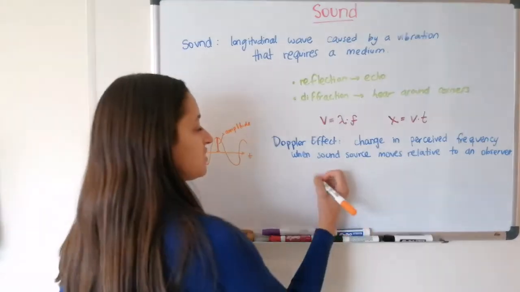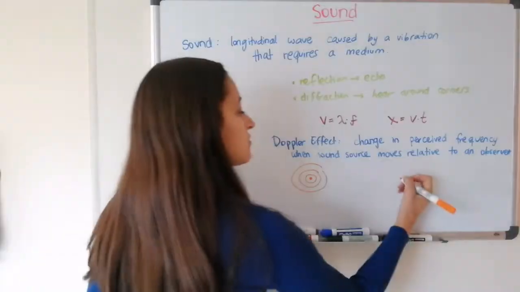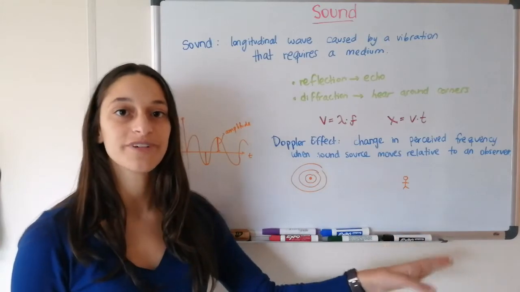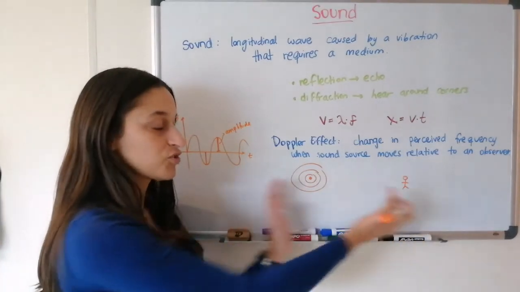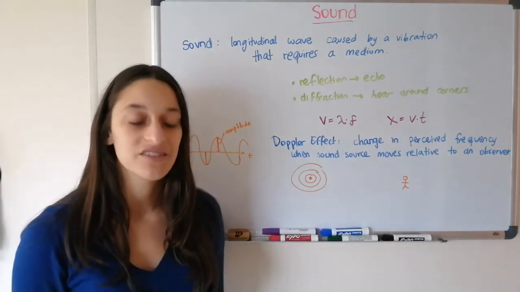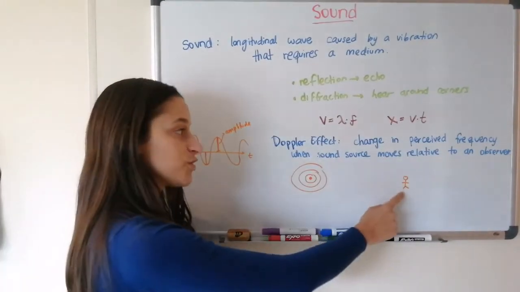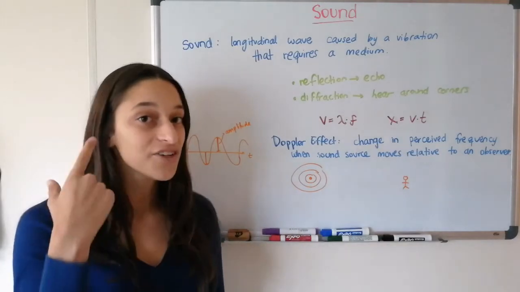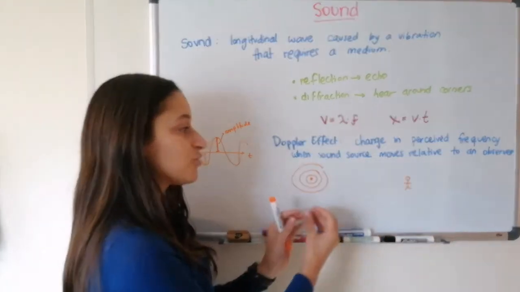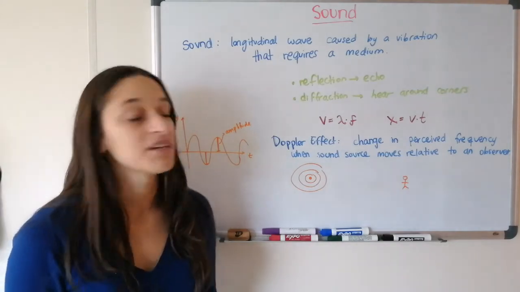So basically what this means is you have a source that is producing sound, and we have an observer somewhere over here. It doesn't matter who's moving. Either the sound source is moving or the person is moving. Either they're moving towards each other or they're moving away from each other, or they can both move. The important thing is the relative motion. So if they are getting closer together, the observer will perceive a higher frequency than if they were both standing still. If they're moving apart, the observer would perceive a lower frequency than if they were standing still.